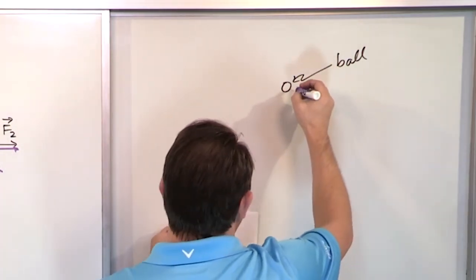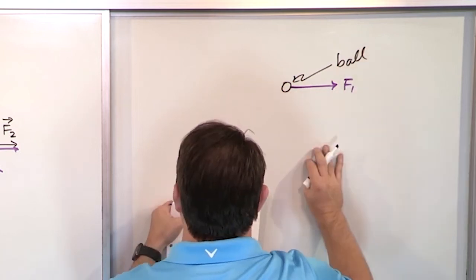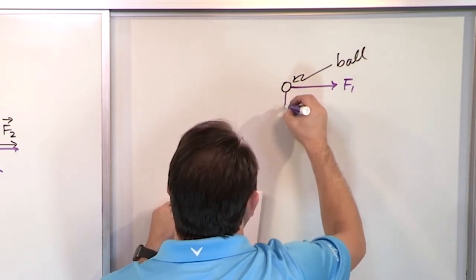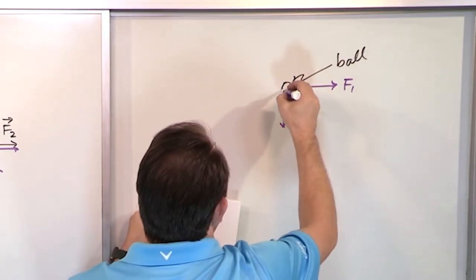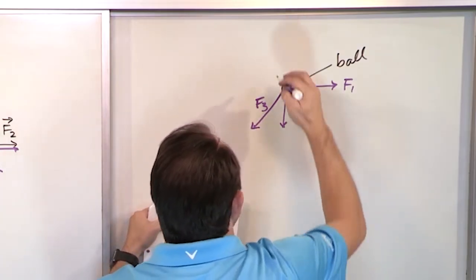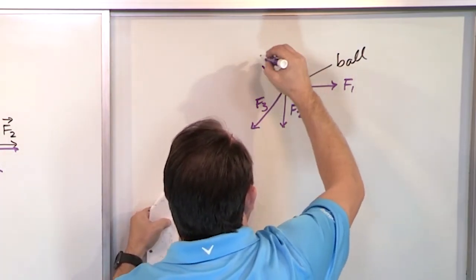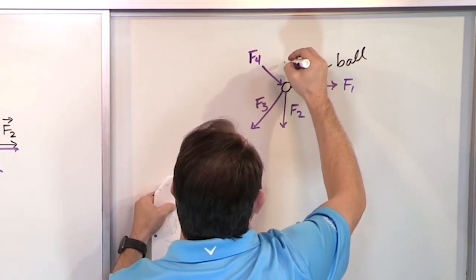And this will be the last problem we do, because once you have it, they're all the same. So here's vector force F1. Here is vector force F2. Here is vector force F3. Here is vector force F4. And here is vector force F5.